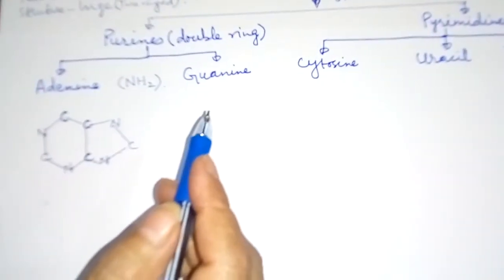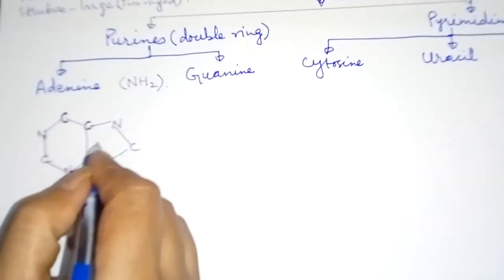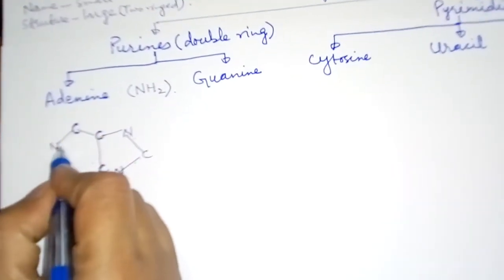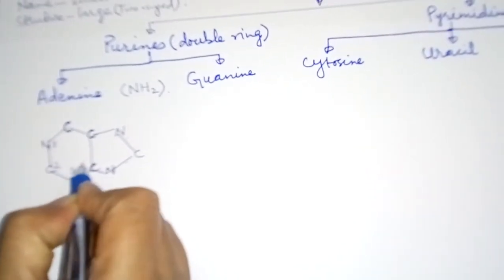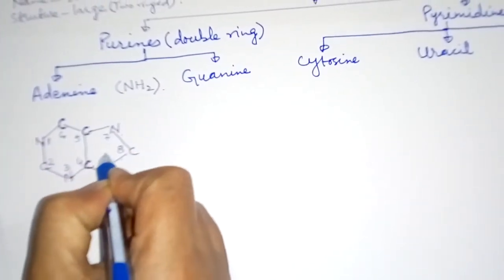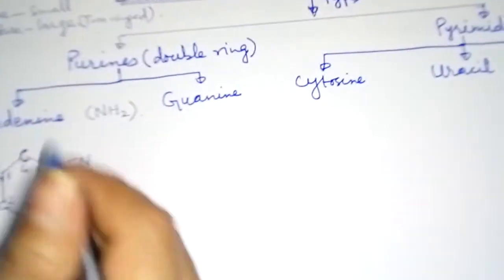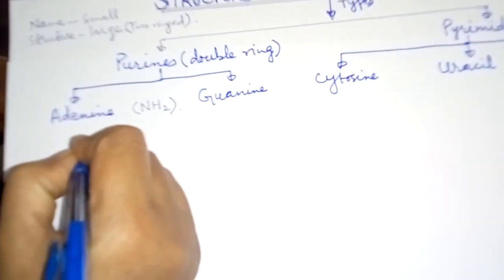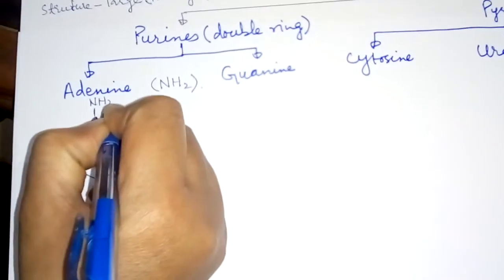Now I will write the numbering of these elements present in the rings. First of all, we will start numbering from here, and numbering is very important. 1, 2, 3, 4, 5, 6, 7, 8 and 9. Now I will write, as I told you, adenine and guanine have an amino group. So the NH2 group will be with carbon number 6, present over here.